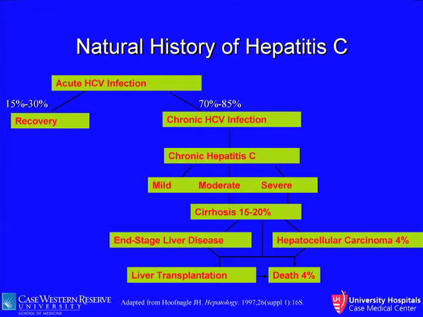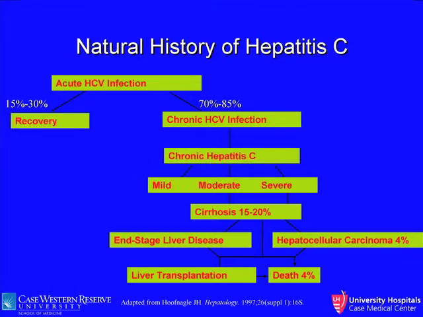Nonetheless, in the 75% or so of patients that do not clear, there are spectrums of disease that are affected to some extent by co-infection with HIV and alcohol intake. But overall, about 20% of patients progress to cirrhosis during their lifetime. And of those, some develop decompensated liver disease with the need for liver transplantation or, unfortunately, death. And some, as I said, about 3 to 5% per year progress to hepatocellular carcinoma, with the consequences, again, being either the need for liver transplantation, other therapies, or ultimately death.